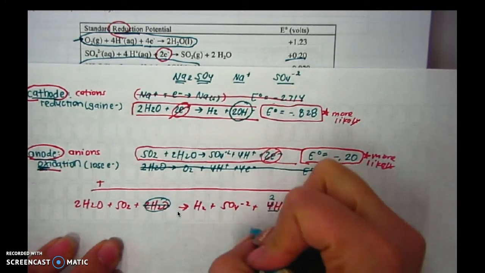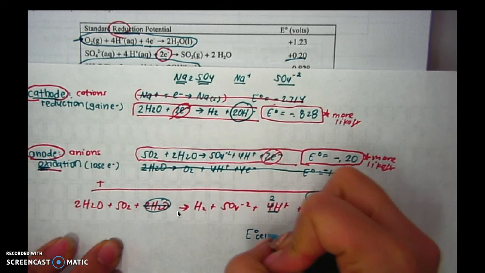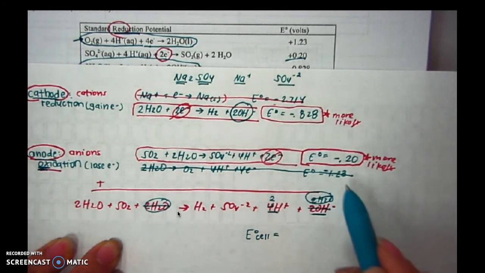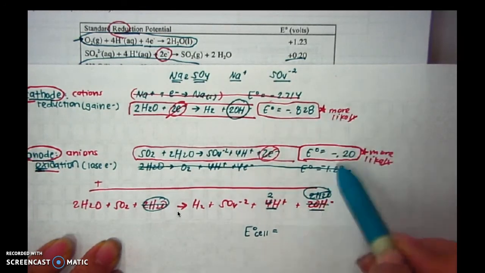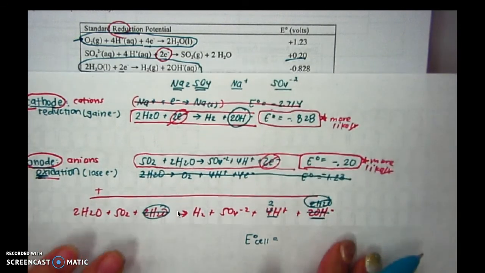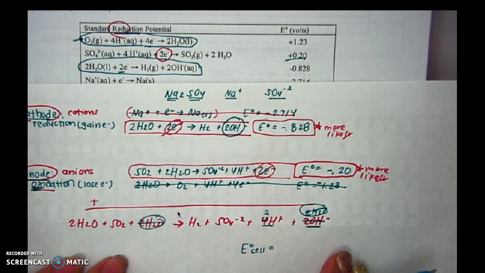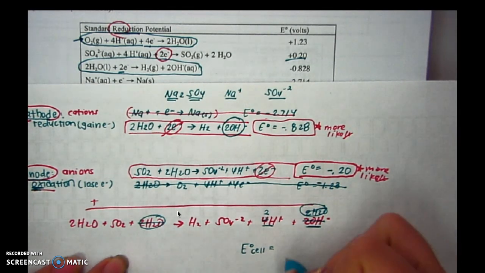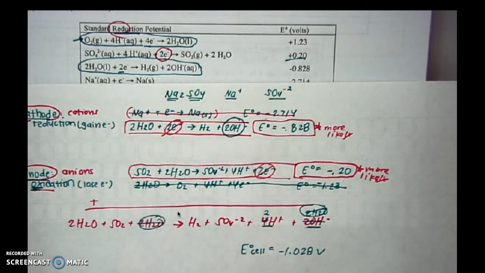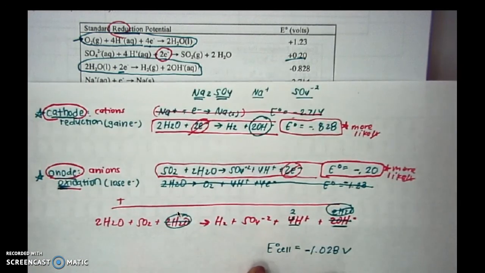And then, in terms of voltage overall, you would just take these 2 values here and add them up to get the total value. So we're going to get negative 1.028 volts for the reaction. And that's it. This is pretty much just summing up the electrolysis reaction here for sodium sulfate and water.